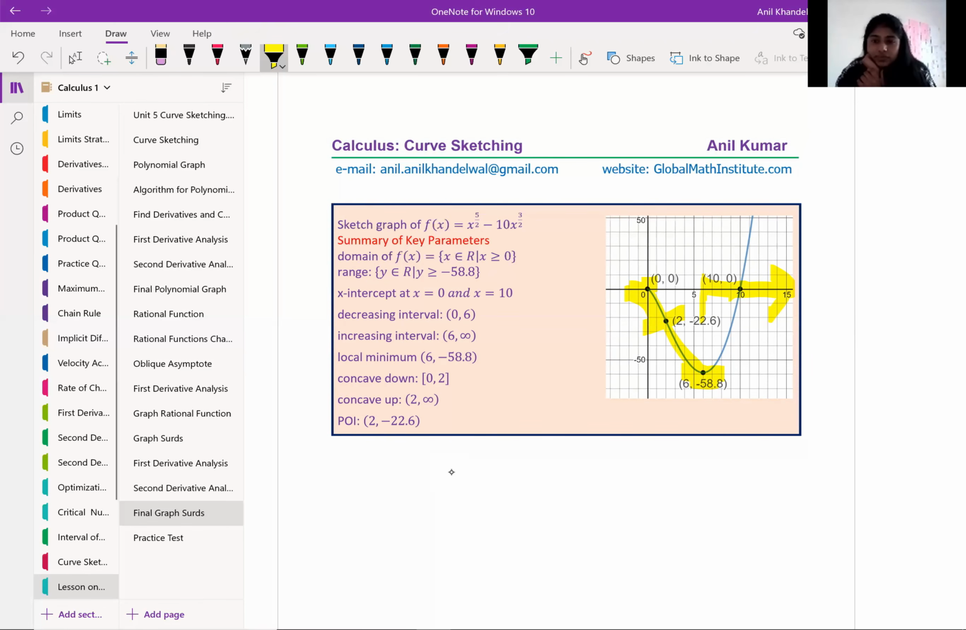Graph is there before us. You could have many related questions. What is the interval of increasing? What is the interval of decreasing? What is the interval for concavity? So that is how you have to answer those related questions. Is that clear? That's clear.